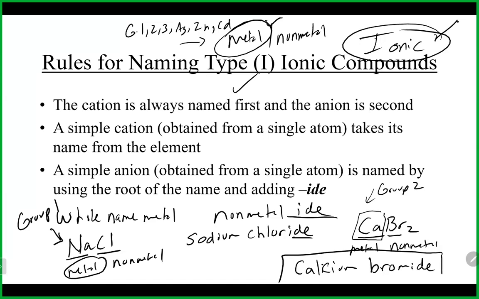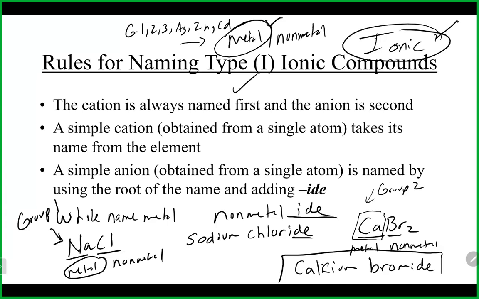This is not dibromide. This is just bromide. It does not matter in a type 1 compound, or if you have a metal. If you got like 400 of the metals and 300 of the non-metals, you just still use the whole name of the metal. Non-metal gets the IDE. It has no effect on the name.